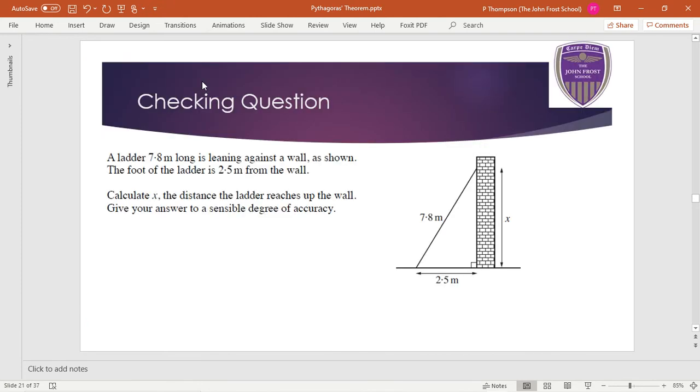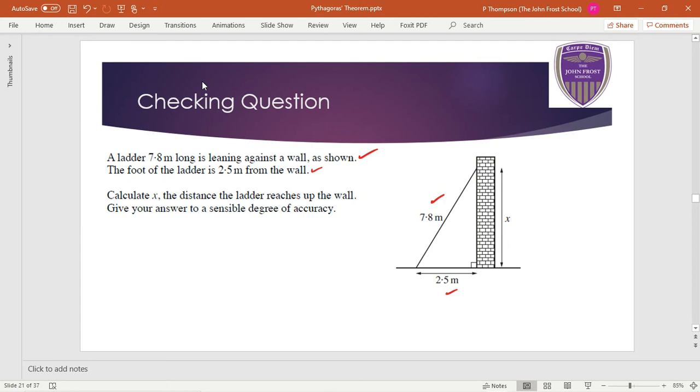So here's the checking question. Perhaps try and solve this yourself. Pause the video, have a go, and come back to me when you know if you got the correct answer. This was actually quite easy. A ladder, which is 7.8 meters long, is leaning against the wall as shown. The foot of the ladder is 2.5 meters from the wall. Find X, the distance the ladder goes up the wall. Give your answer to a sensible degree of accuracy.